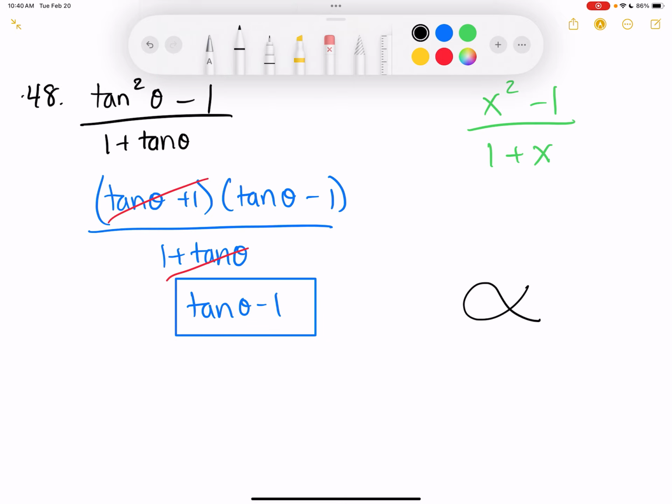All right, number 50: tangent squared of x over secant of x plus 1. How about this one?